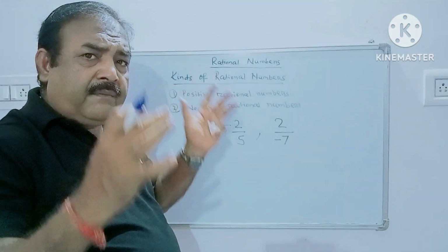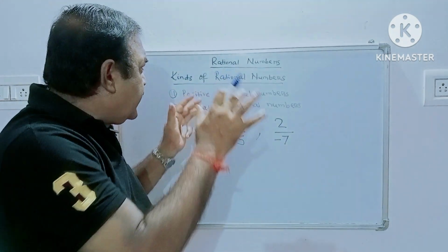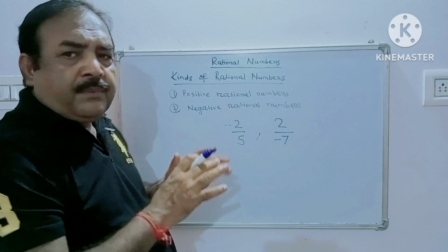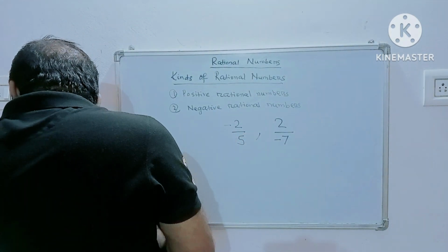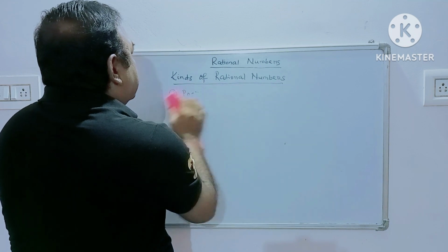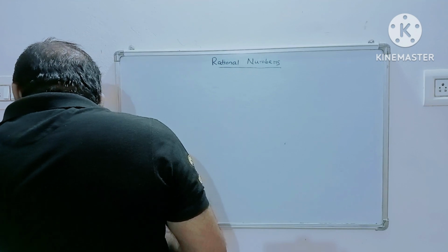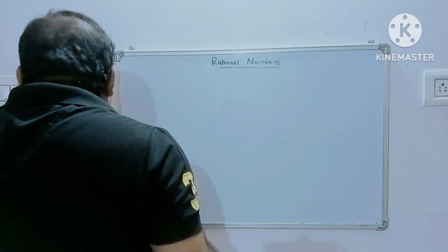So be fundamentally clear. Don't be so fast. You are in the learning stage. Just mark what is happening and follow step by step. We will be going on solving. So these are the kinds of rational numbers. Let us move to properties of rational numbers.